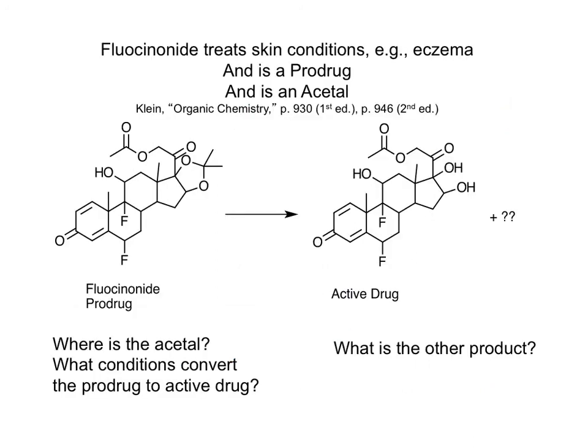A prodrug is an inactive drug which metabolizes into an active drug in our body. So let's see how fluocinonide is converted into an active drug in our body. Stop the video and answer these 3 questions. So here's the acetal. The conditions we need are acidic conditions, H3O+. And the other product is acetone.